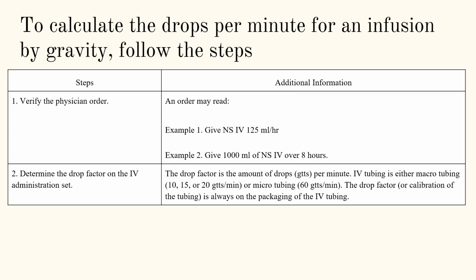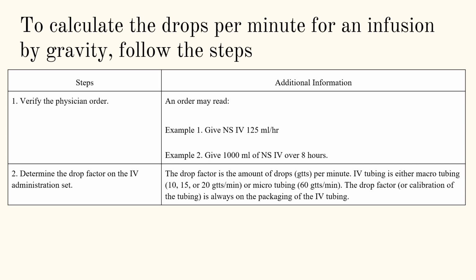To calculate the drops per minute for infusion by gravity, these are the steps you would follow. Well, you would verify the physician order. So an order may read to give normal saline IV 125 mLs per hour. Another example may be give 1,000 mLs of normal saline IV over 8 hours. You would have to figure that out.